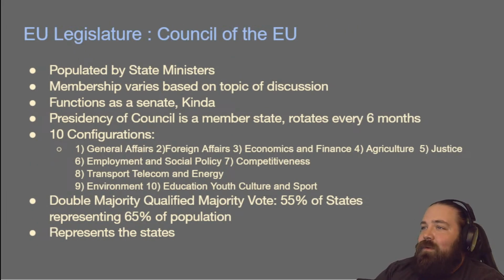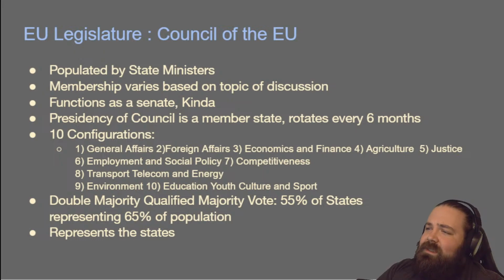So let's complicate this even further. There is another set of legislative institutions within the EU, and this is the Council of the EU. This is populated by state ministers, like the Minister of Finance or Minister of Defense of the various countries. Its membership actually varies based on what they're discussing. It has 10 different configurations that it can be assembled in, and it varies based on whatever topic they're actually talking about. This kind of functions like a Senate because it's meant to represent the interests of the states themselves. So the interest of Malta, the interest of Luxembourg, the interest of Germany. The state minister of the relevant issue shows up.